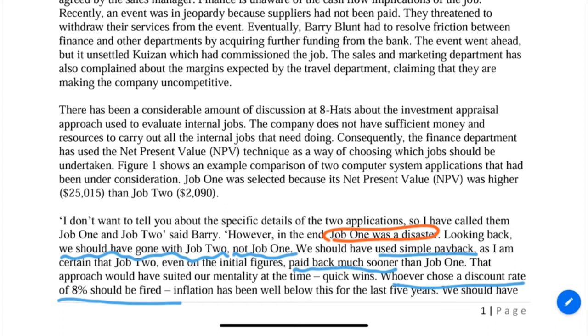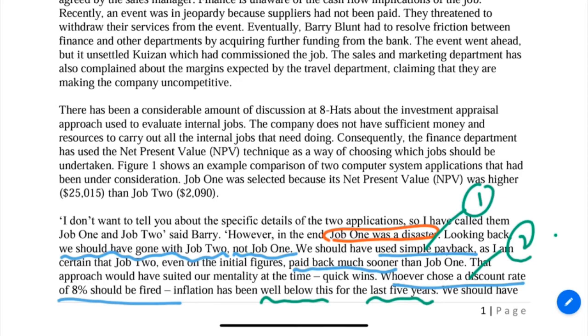The payback one is the first. And the second thing brought up by Barry is that currently, how they assess the NPV, they are using a discount rate of 8%. But Barry says whoever chose the discount rate of 8% should be fired. Wow, so serious. Why? According to Barry, inflation has been well below that for the last 5 years. So we should use a lower figure, since inflation is below. We cannot use 8% as the discount rate.